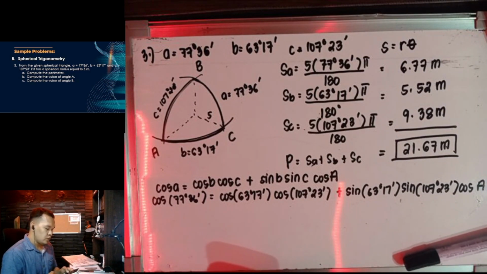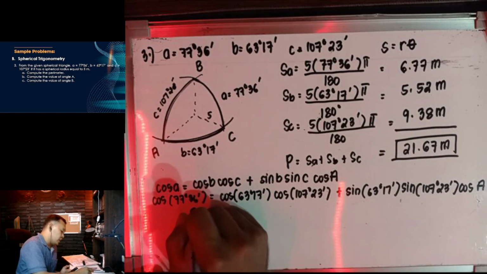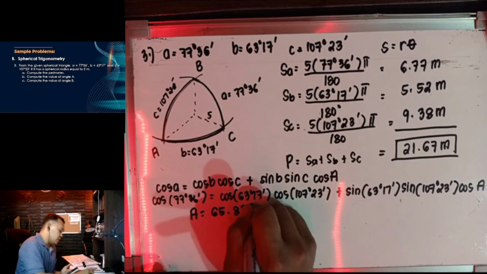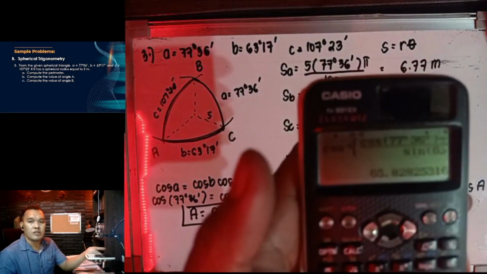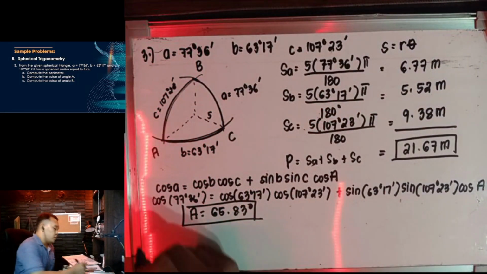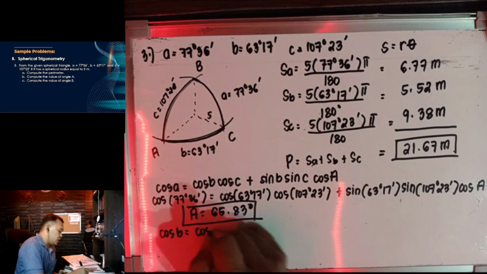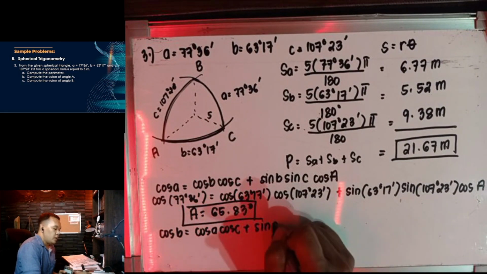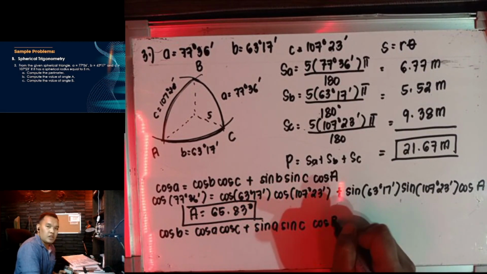So, therefore, the answer will be 65.83. So, angle A, capital A is 65.83 degrees. So, siya. Okay? Ito po, yung calculator. 65.83. Okay? For cosine B is equivalent kay cosine A, cosine C, plus sine A, sine C, cosine capital B.